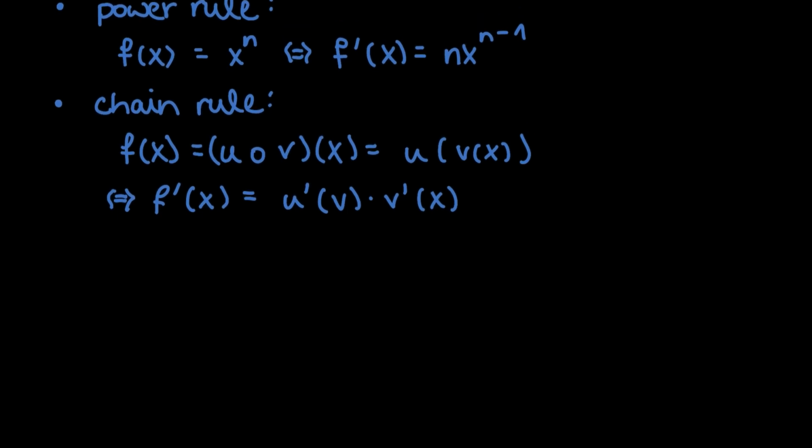How would you find the derivative of that? Well, f dashed of x equals the derivative of u with respect to v times the derivative of v with respect to x. And this thing that we're multiplying by, we call the internal derivative, because it's the derivative of this internal function v, where u is our main function.